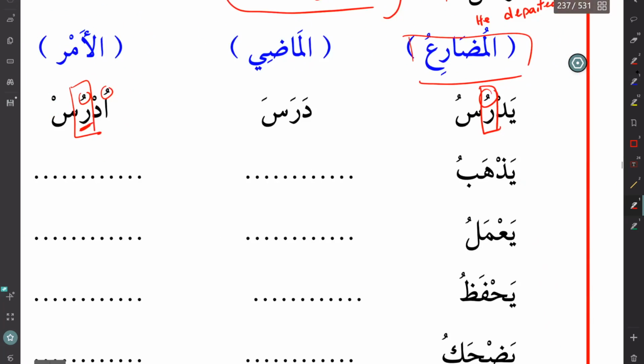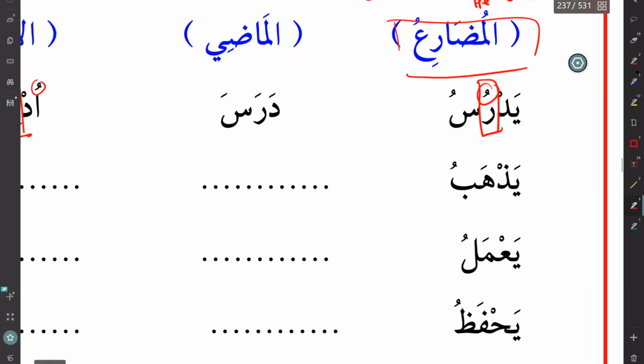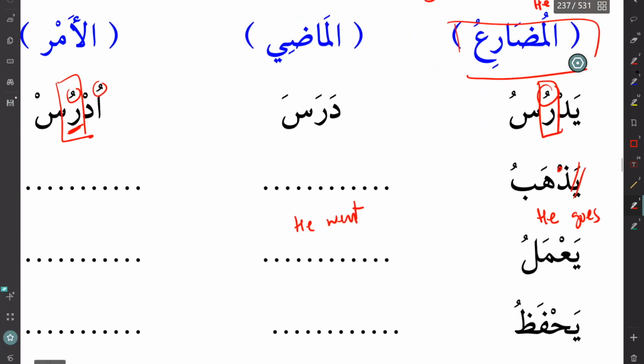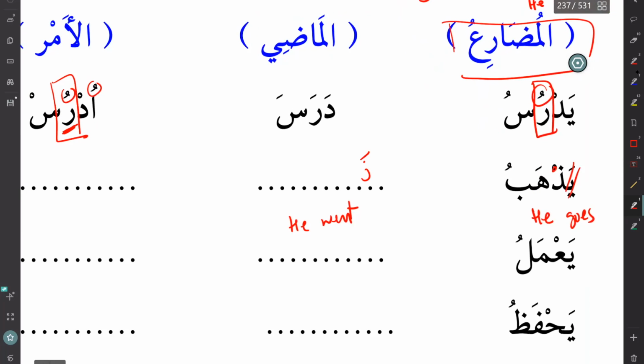Now let's see how we can make this verb yadhabu, which means he goes, right? How do we say he went? Well, we have to remove the present tense letter, right? And then because it's sukun here, we will just add fatha. The past tense always has a fatha at the end, right? So the only thing we have to know again is, what do we put in the middle letter?